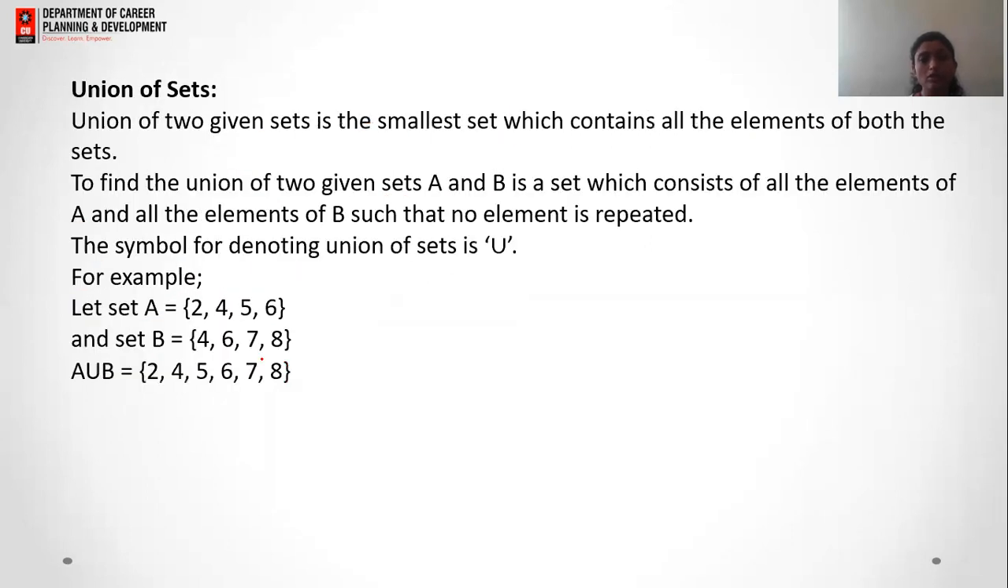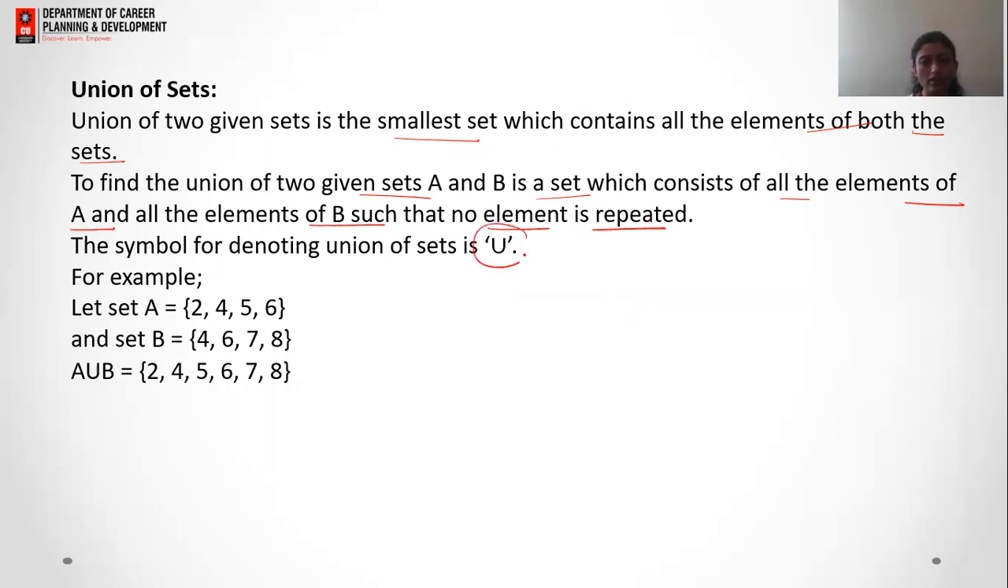Next, we will learn about the union of sets. What is the union of sets? The union of two given sets is the smallest set which contains all the elements of both the sets. Let's say two sets are given to us, and if we combine the elements of the two sets by removing the common elements, that is known as the union. So to find the union of two given sets A and B, we form a set which consists of all the elements of A and all the elements of B, where no element is repeated.